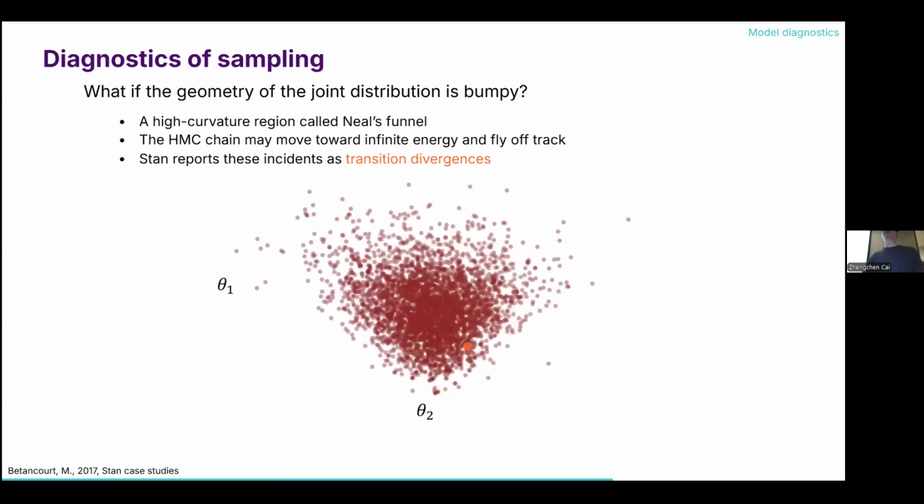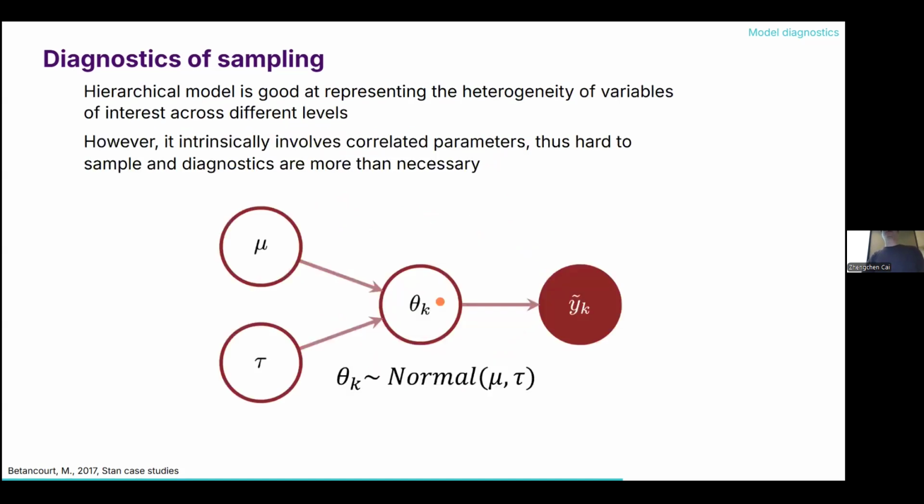For instance, one trick to play with this issue is to reparameterize. The model will be the same, but you remove this type of correlation to make the geometry simpler to sample. And this actually happens quite often in hierarchical models.